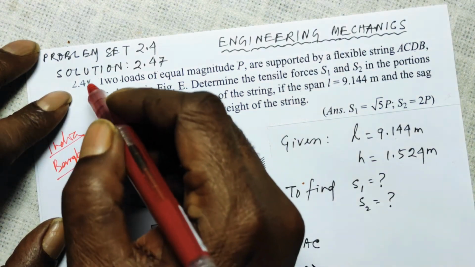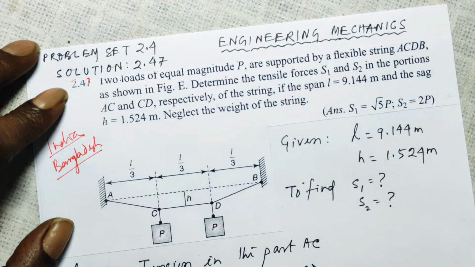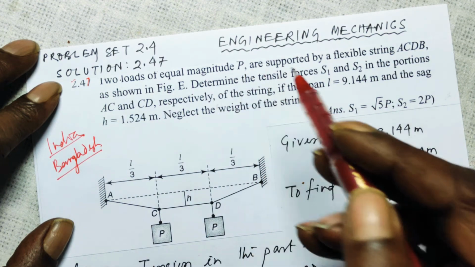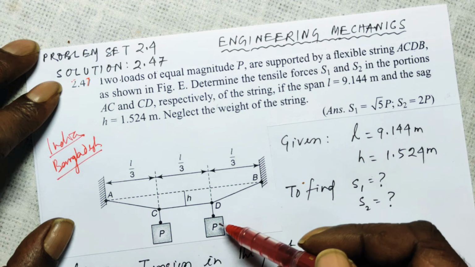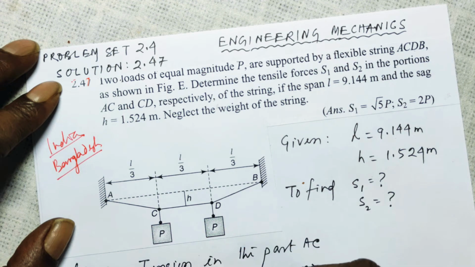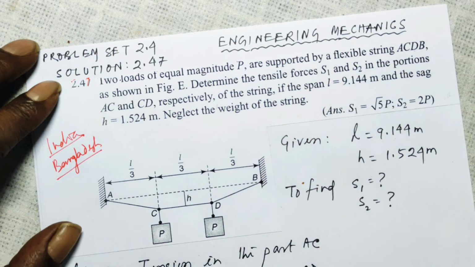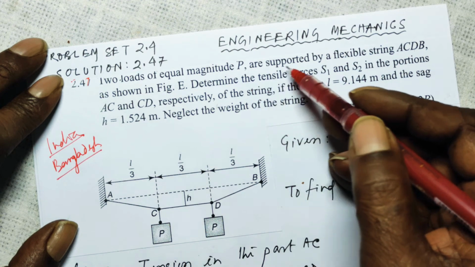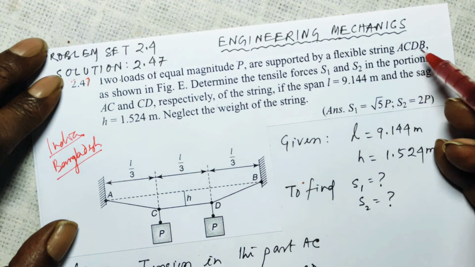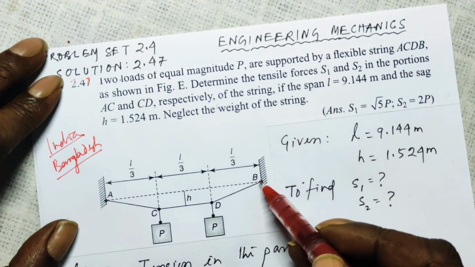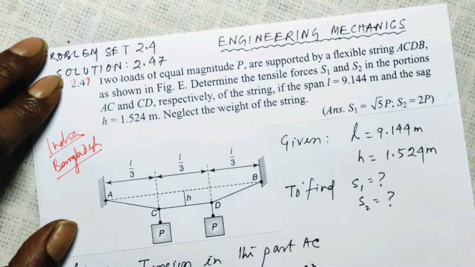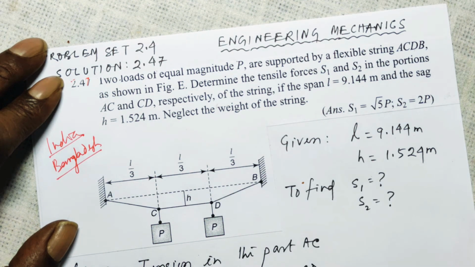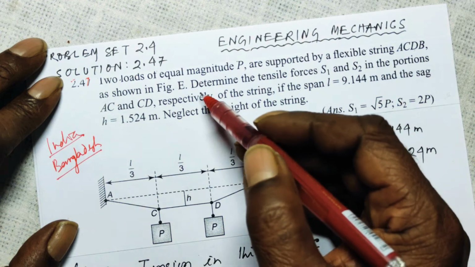Solution to 2.47. Now let me read out the problem. Two loads of equal magnitude P. Here is a load, means its weight is acting vertically downward due to the Earth's gravitational pull. They are supported by a flexible string ACDB. This whole thing is a flexible string. This whole length, as shown in this figure, is L, as given in the book Engineering Mechanics by Timoshenko.